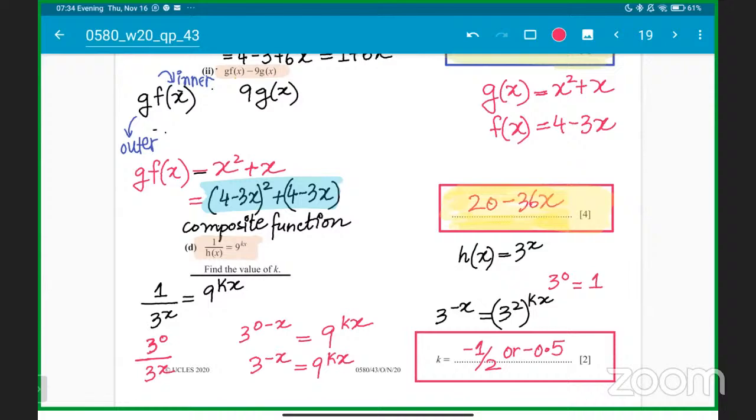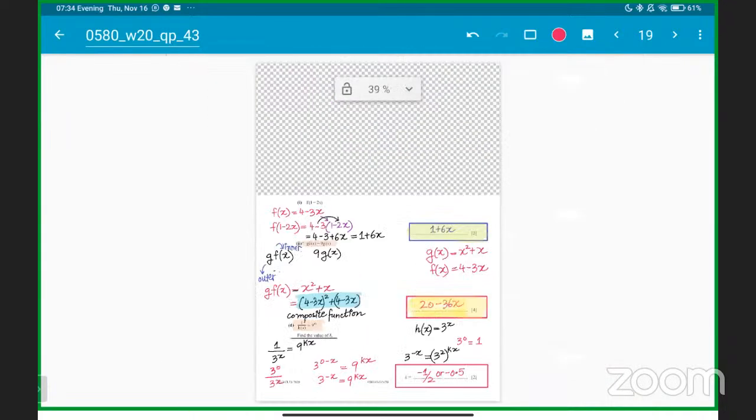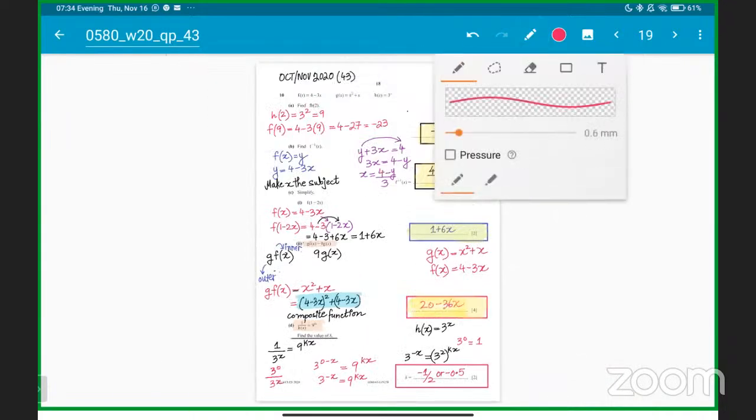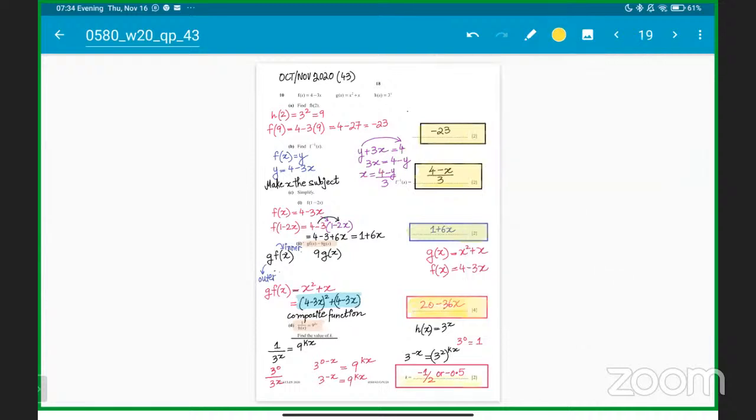Everyone can take a screenshot of this as well. This is a one page solution, 12 marks. You got it, everyone?